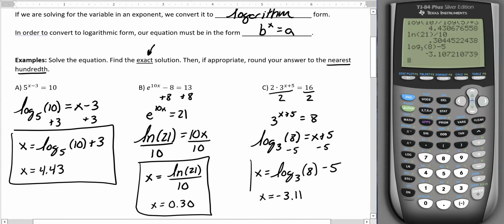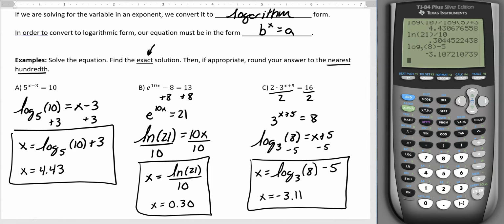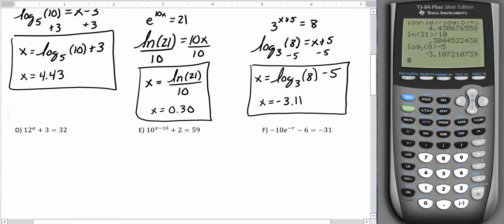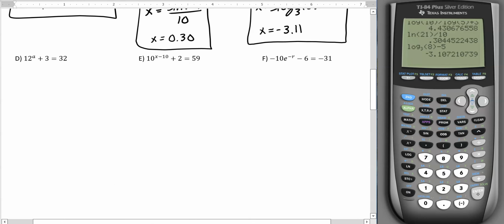Hopefully we did pretty well on that one. Remember, we can't change the base. So anytime we see something being multiplied by the base, we have to divide it out. Same if we see something being divided, we'd have to multiply it out. So let's look here. Why don't you go ahead and try letter D on your own as well?